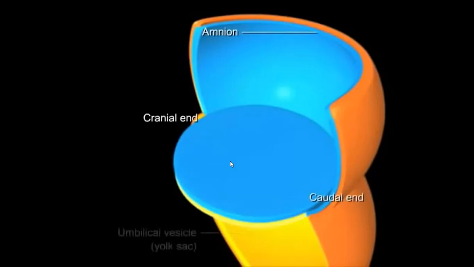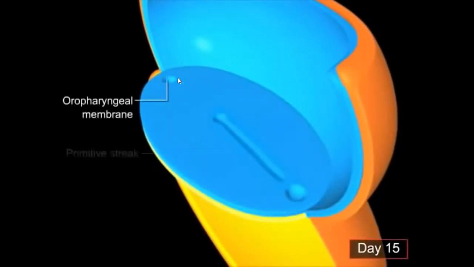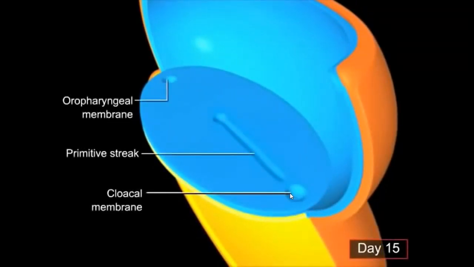Again, here we will see a little more detail. We have the cranial and caudal end, and here will appear a primitive streak, and here we have the oropharyngeal membrane and also the cloacal membrane.